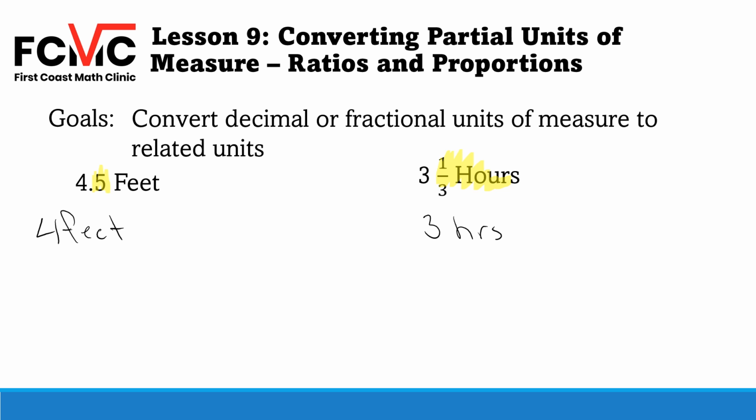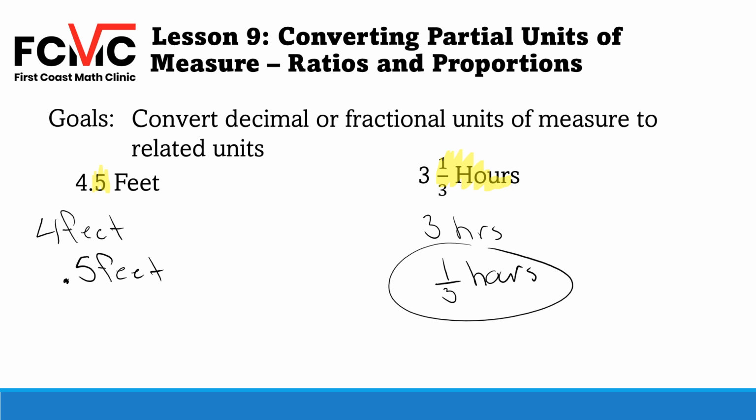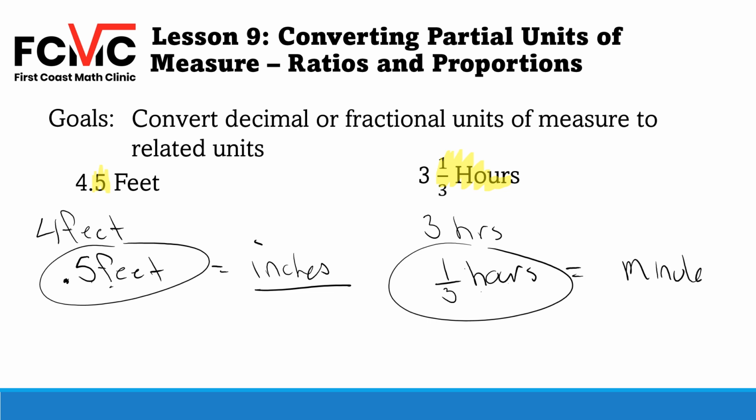So there are examples where we have 0.5 feet or 1/3 hours. And how do we convert that? What is 0.5 feet in inches? Because 0.5 feet is not a whole foot. So if we convert that to inches, what are we going to get? And what about 1/3 hours? 1/3 hours is not a whole hour, so we convert that to minutes. How many minutes is 1/3 hours?